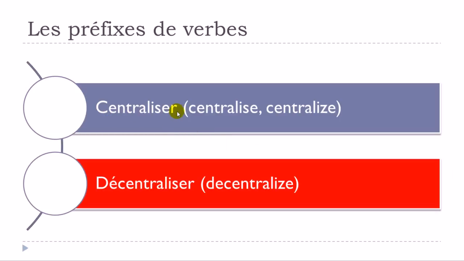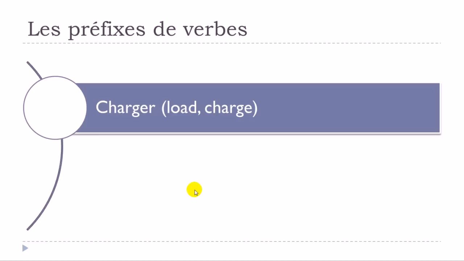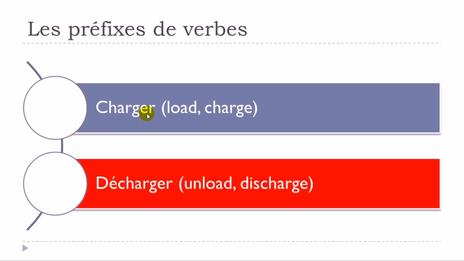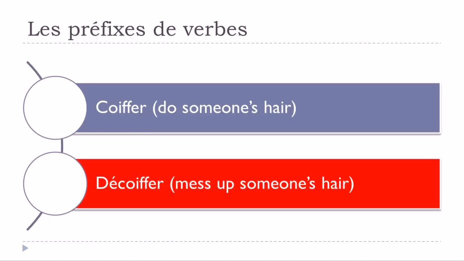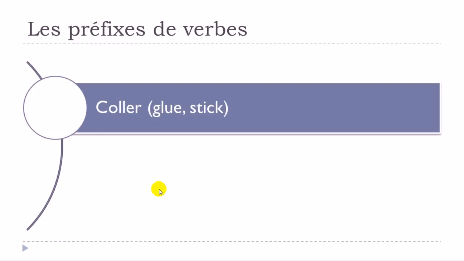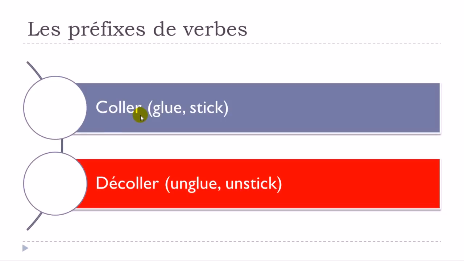Centralisé, décentralisé. Okay, centralisé, and then it will become décentralisé. Chargé, déchargé. Okay, so chargé and then déchargé. Coiffé, décoiffé. Alright, so coiffé, and then you put this dé, and after the verb, décoiffé. Collé, décollé. Okay, so collé. And then it will become décollé.